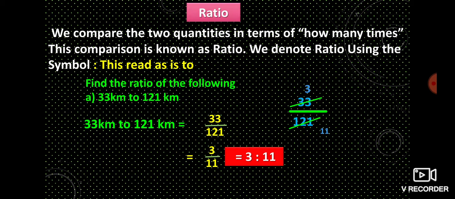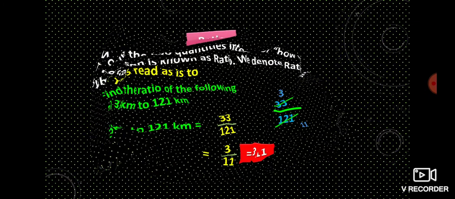Very simple. We just write the numerator and denominator using this ratio symbol. Don't write 11 is to 3. Just start with the numerator. 3 is to 11.